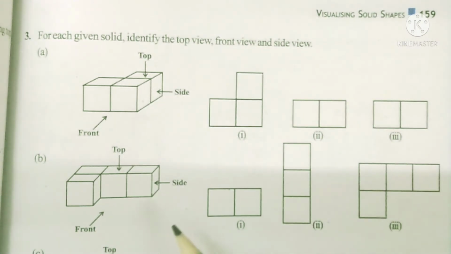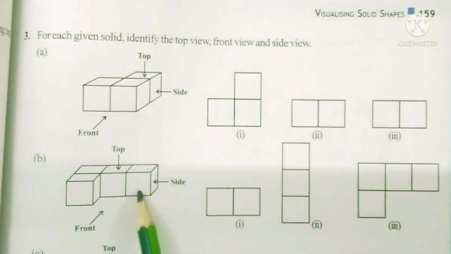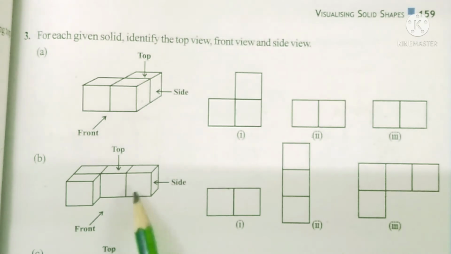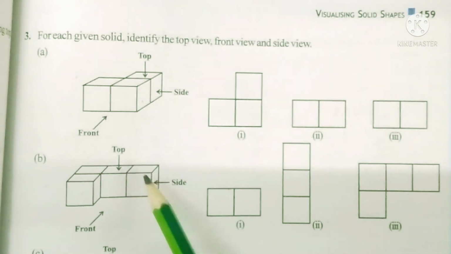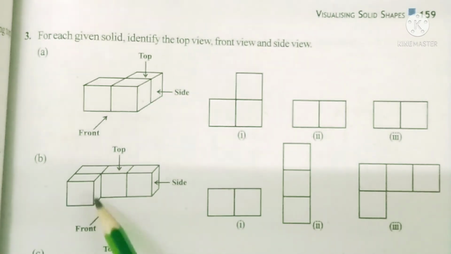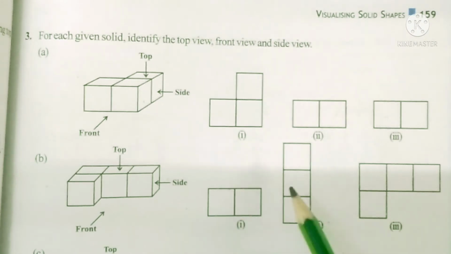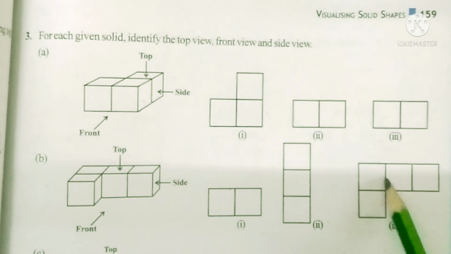Now in the next one, in the front view, you can see 1, 2, 3, and from the top you can see 1, 2, 3, 4. And from the side you can see 1, 2. So this is the side view, this is the front view, and this is the top view.